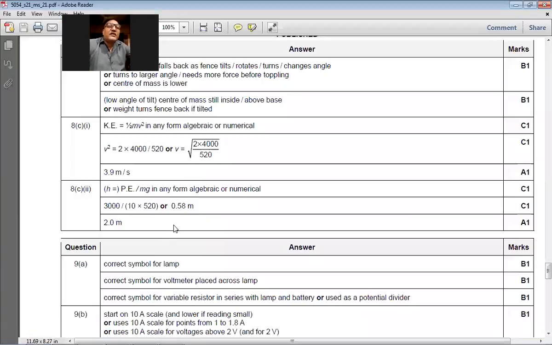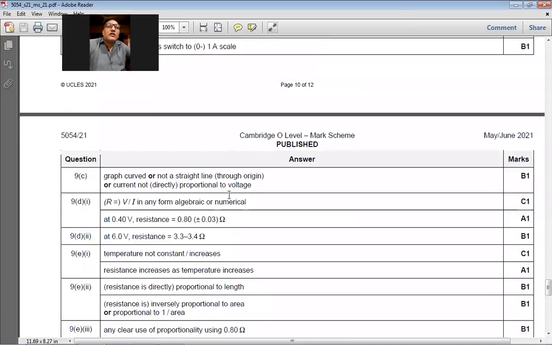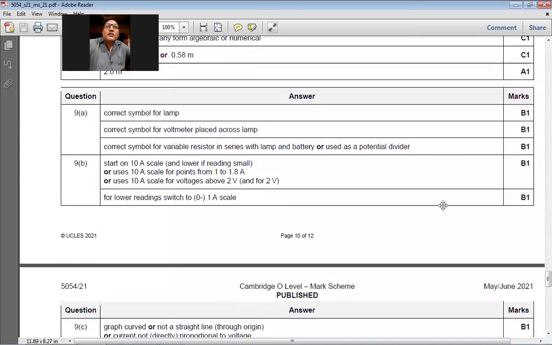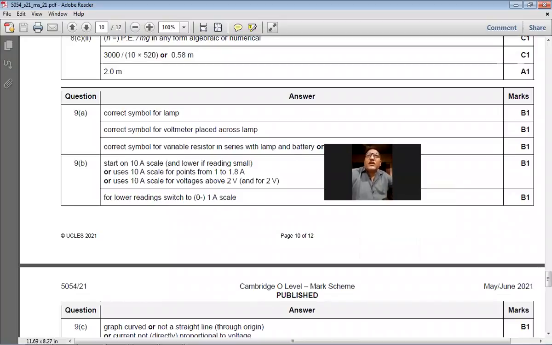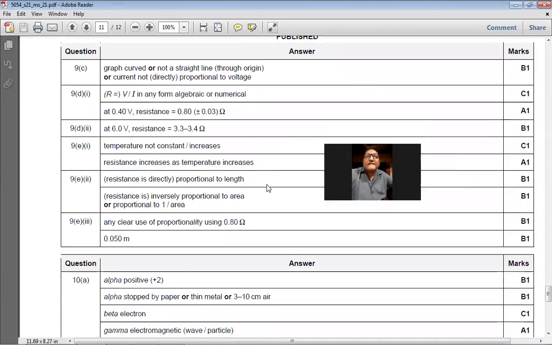Okay, so let's have a look at the marking scheme. The question number 9 is showing up on your screen. Its marking scheme is showing up. What you can do, you can pause the video and take your time with this marking scheme. This is the rest of the portion of the marking scheme for question number 9, and you can pause the video and take your time with it.